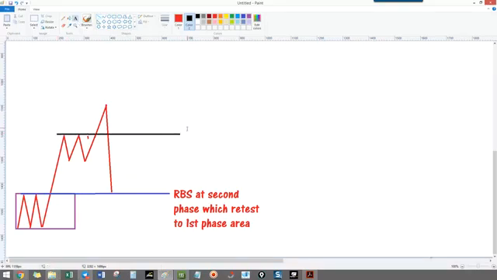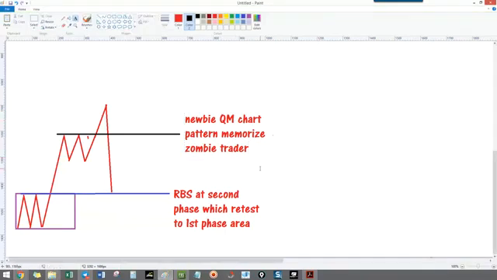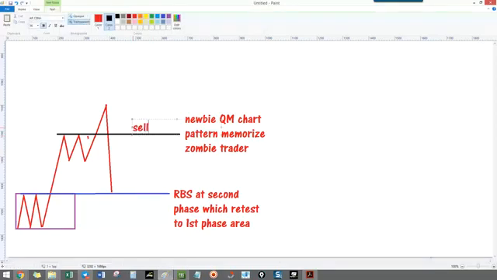I will note down a little bit harsh word here. Noob QM trader. Okay, not noob, newbie. Newbie QM chart pattern, memorize. Zombie trader. He trades like a zombie. He only sees the pattern, does not understand the market structure. They will sell here. Sell full margin.